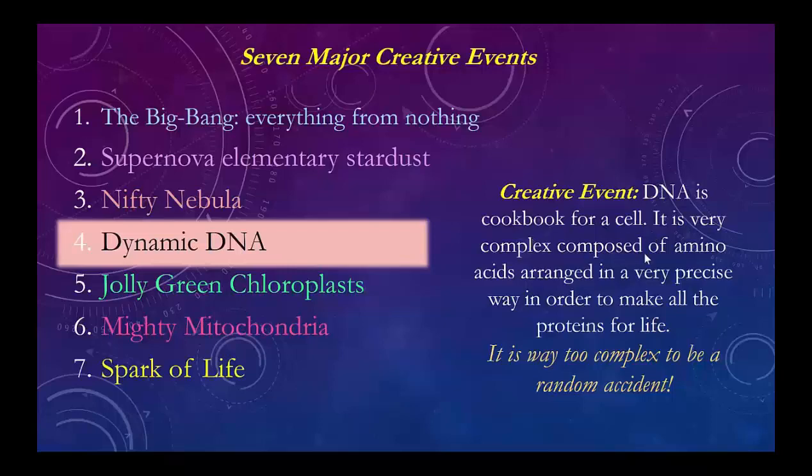It's a very complex structure composed of amino acids arranged in a very precise manner in order to make all the proteins we use. Almost everything we have is a protein. This is just way too complex to be a random accident. So we call this the fourth of the major creative events.